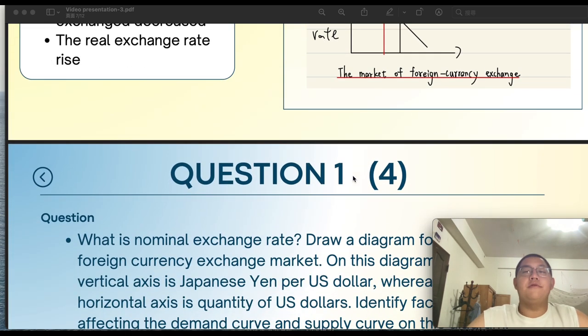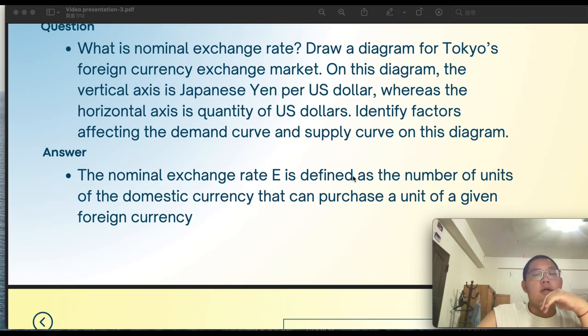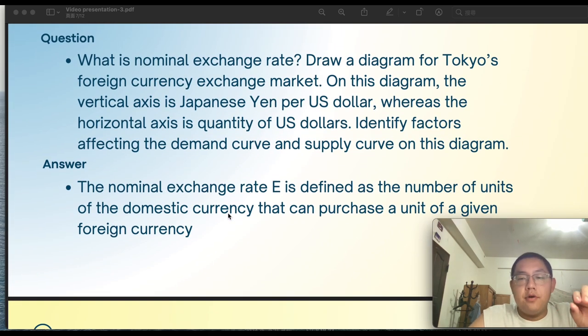So let's go to the fourth question. What is the nominal exchange rate? And draw a diagram for Tokyo's foreign currency exchange market. On this diagram, the vertical axis is Japanese yen per US dollar, whereas the horizontal axis is the quantity of US dollars. Identify factors affecting the demand curve and supply curve on this question. So we say the nominal exchange rate is defined as the number of units of the domestic currency that can purchase a unit of a given foreign currency.